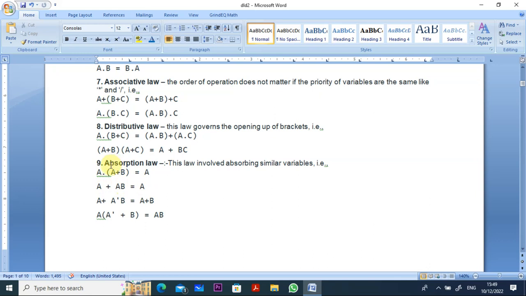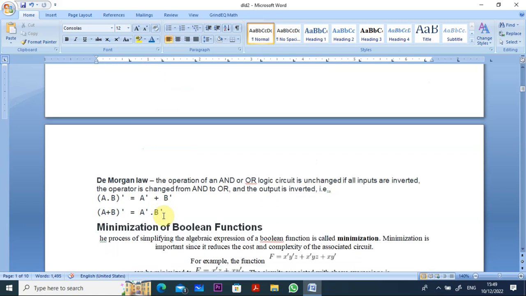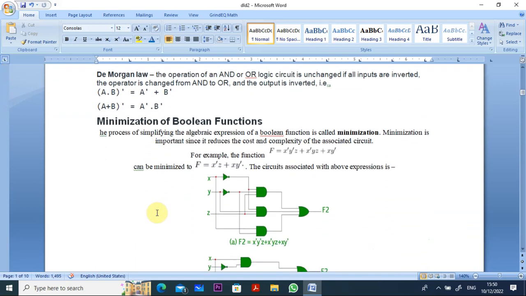When A is multiplied with A plus B, that is also A. When A is added with A into B, that is also A. Similarly, A plus complement of A into B is equal to A plus B. A into complement of A plus B is A. So these are the rules we know. And another rule, we call the De Morgan law. That means complement of A into B is equal to complement of A plus complement of B. Similarly, complement of A plus B is equal to complement of A into complement of B. Okay, so these are the things.